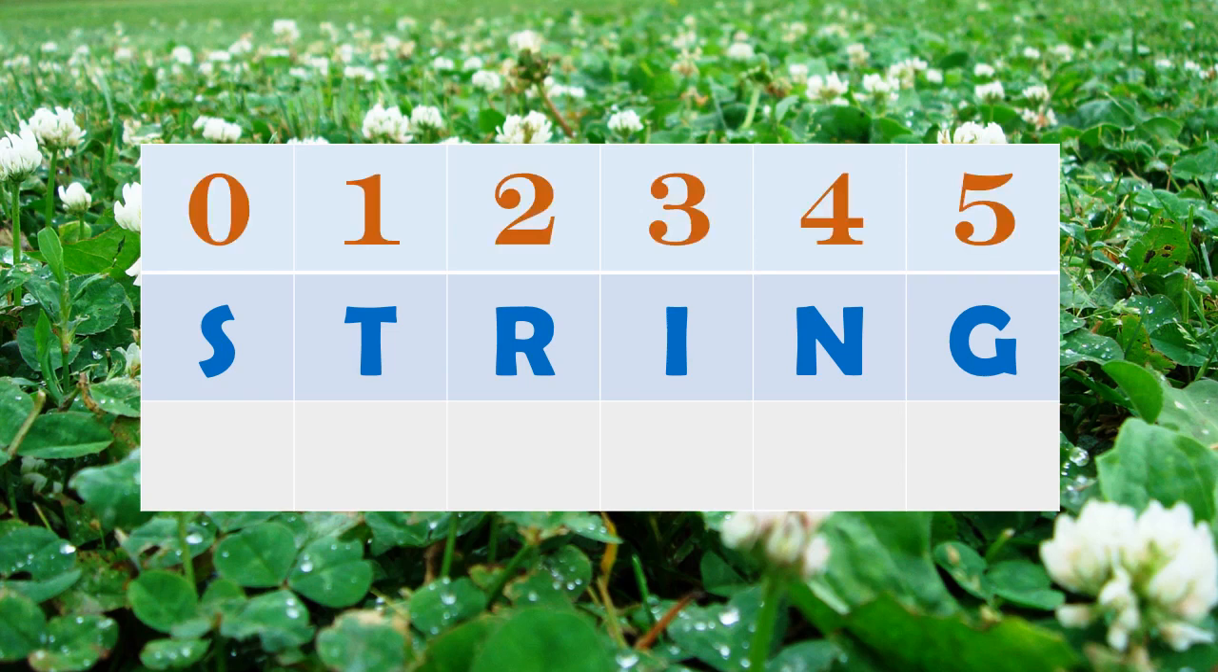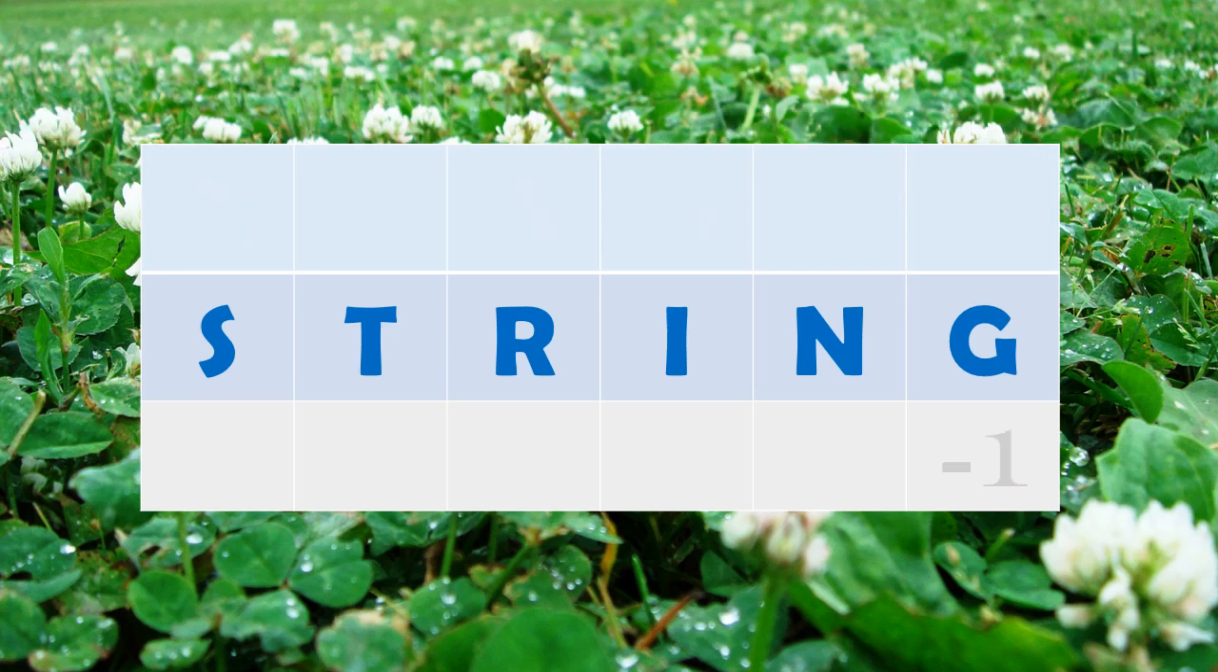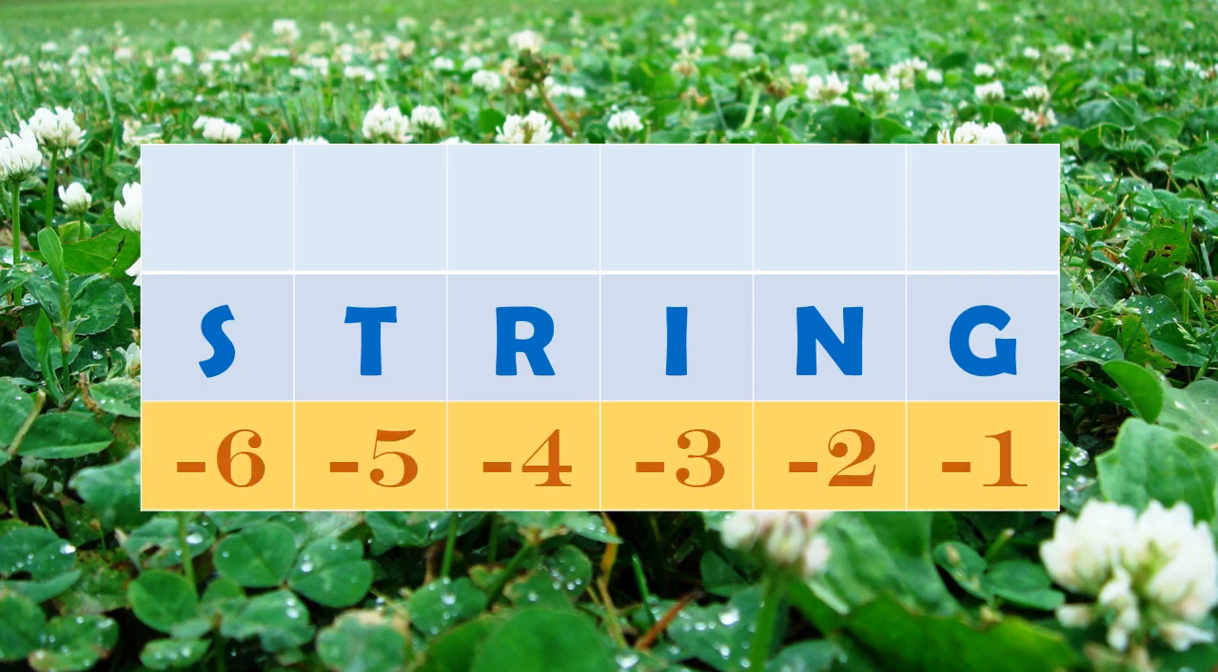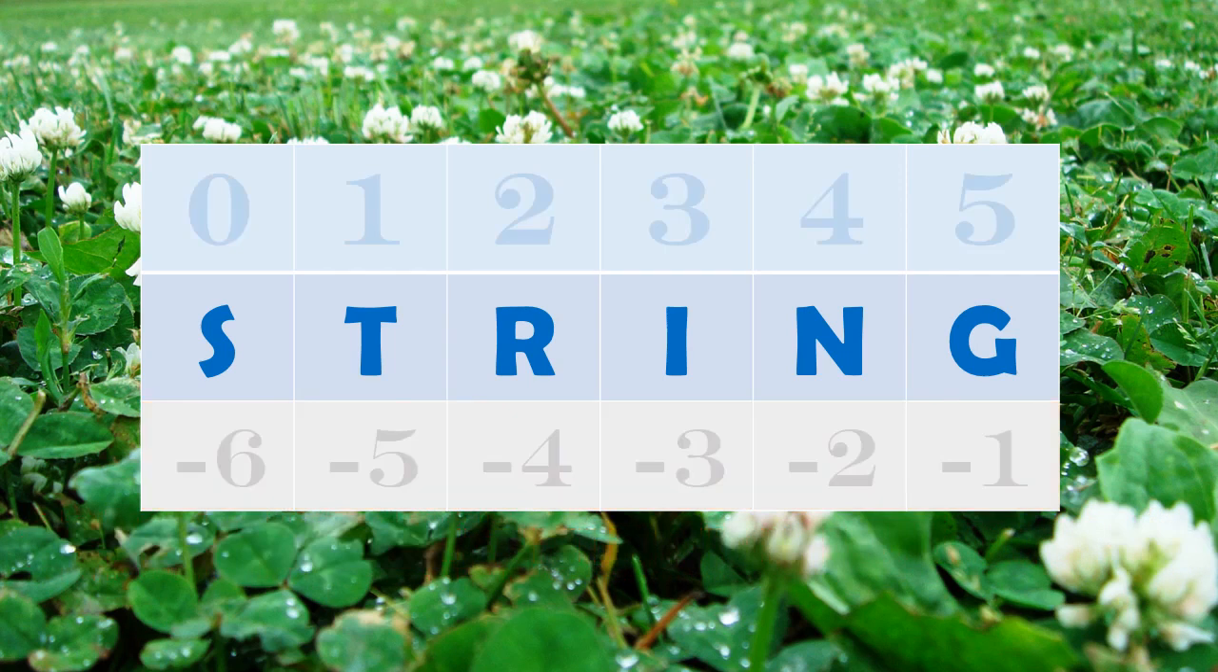So the positive index begins from 0. So the negative index begins from -1. The last character in a string has the index -1. So a string supports negative indices also. Negative index begins from -1 from the end. So in Python, a string has both positive and negative indexes.